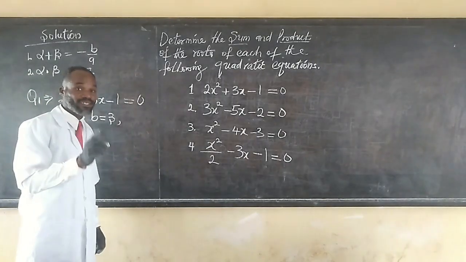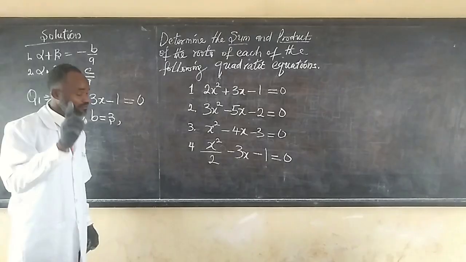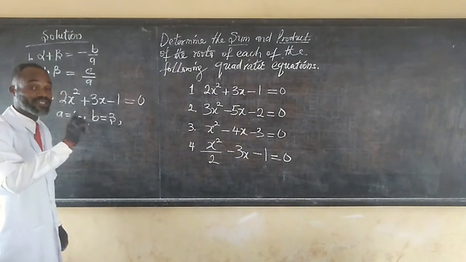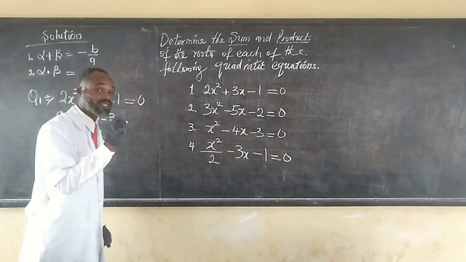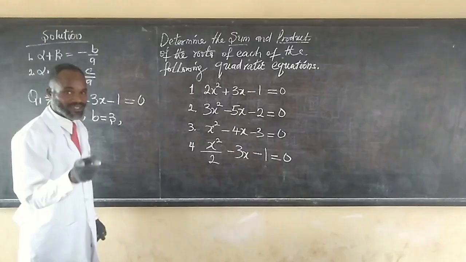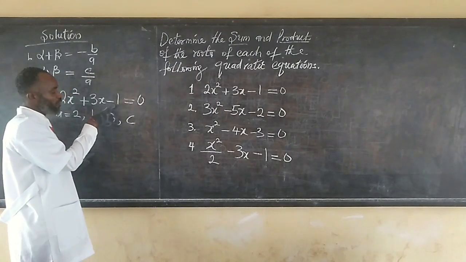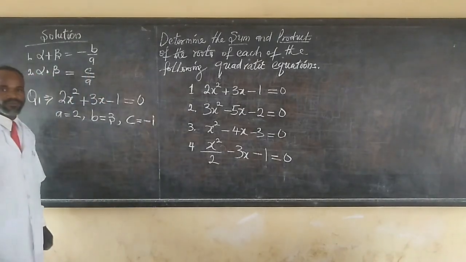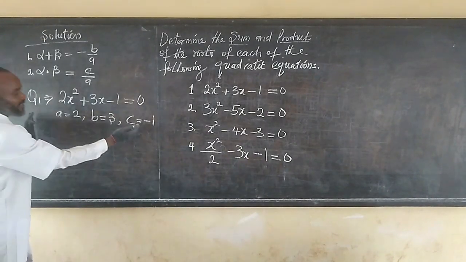Please, this is very, very important. Always take note of signs. In all your solving, make sure you consider the importance of sign in the equation. Otherwise, it might lead you to a wrong answer. So C is the constant term here, which is just minus 1. This is the first thing; the second thing is this.